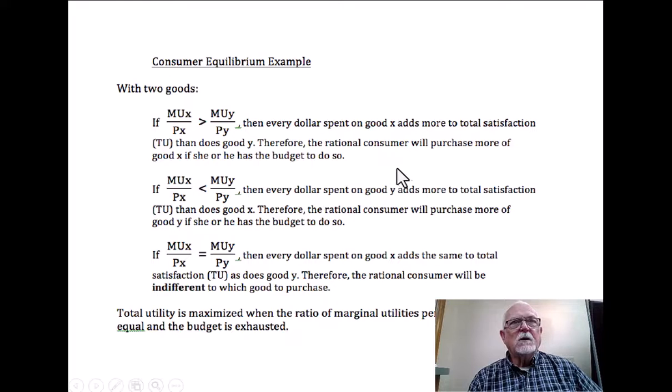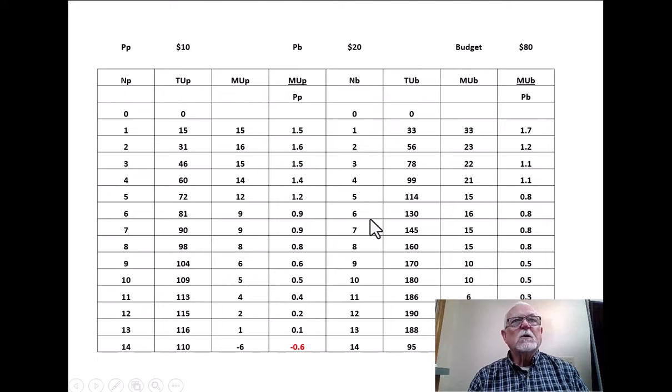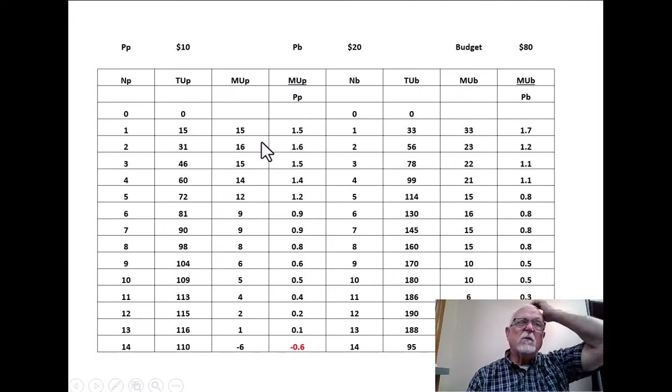So let's do an example, and this gets pretty tedious. And I'll be honest with you, my memory's not as good as it used to be, so I kind of forget too. So let's say we've got two goods, airplanes and boats. These are model ones. Airplanes cost $10, boats cost $20. And let's suppose we have $80 to spend on the two units. So here's a table of all that information.